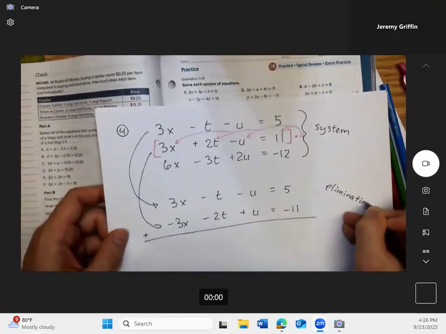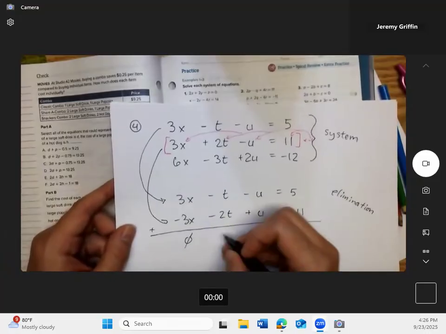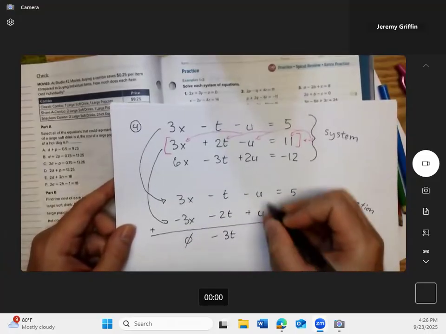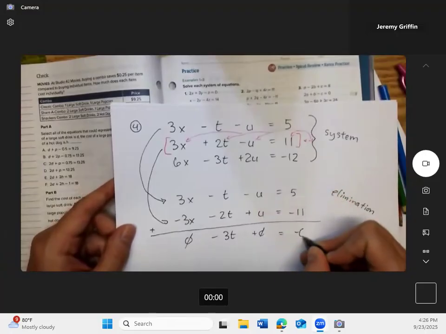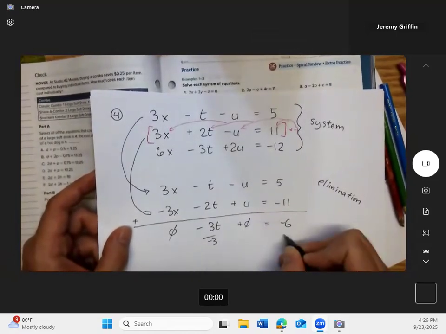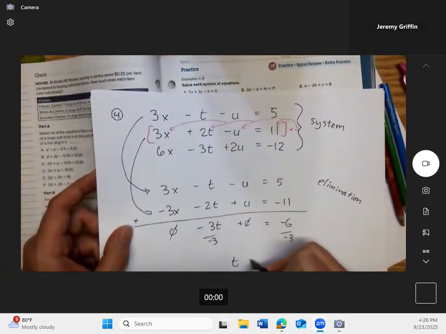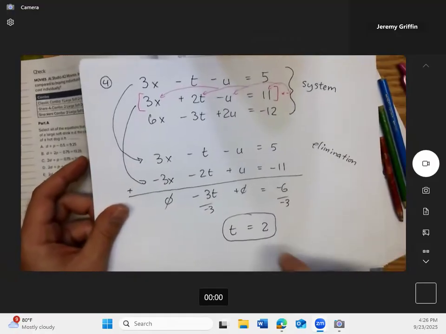Elimination method. Okay. So add these together, the x's go away. I have -3t. The u's also go away, and that leaves me with -6. So -3t is -6. Divide both sides by -3, and t is 2. All right, so we got one variable down, 2 to go. We already know one of the variables, so t is 2.